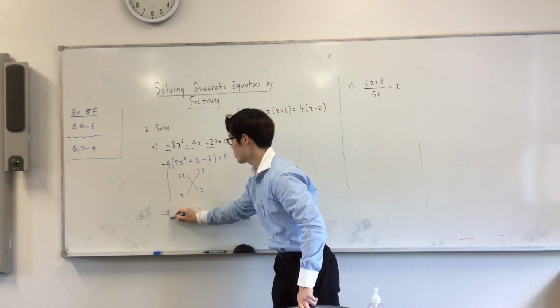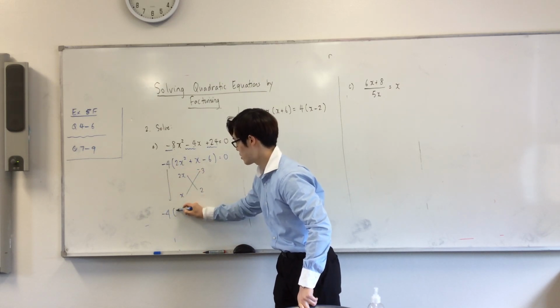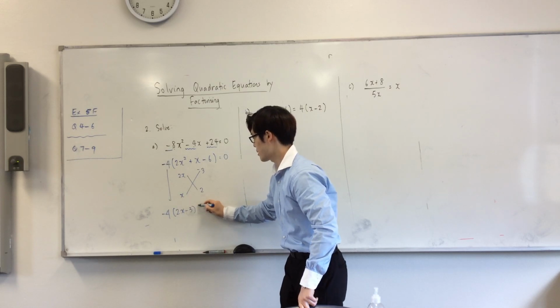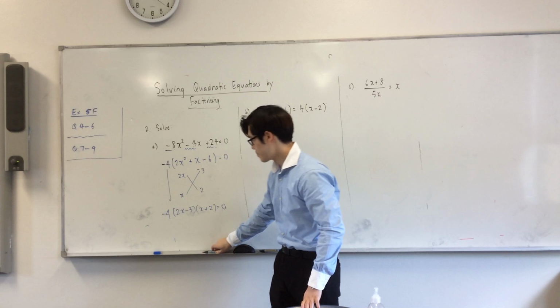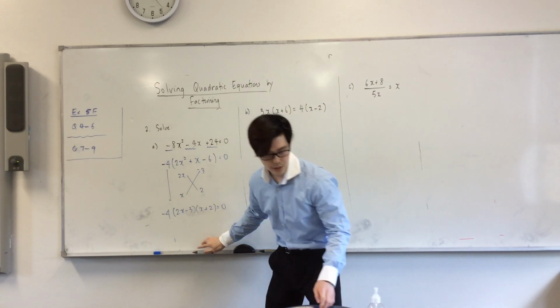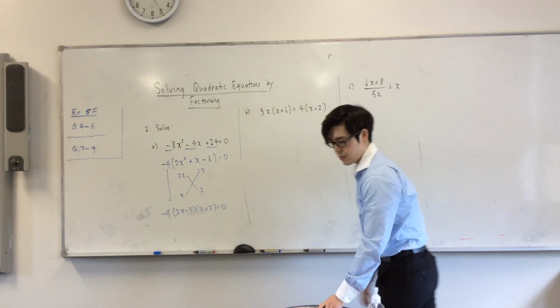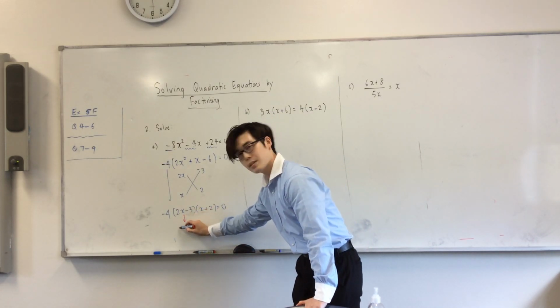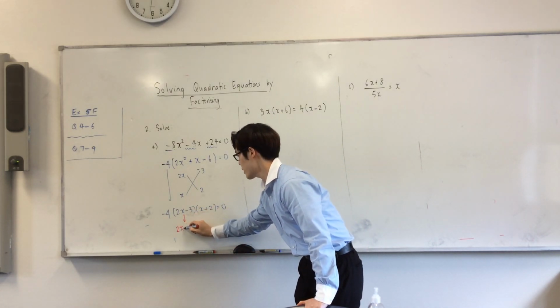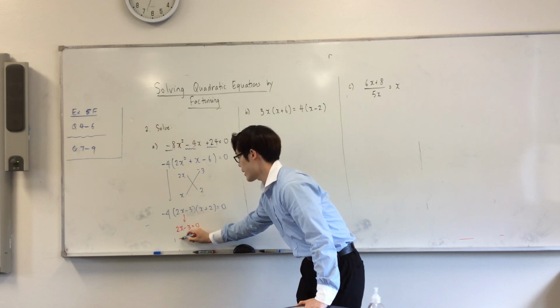So we've got -4, and write these two as a bracket. 2x minus 3, x plus 2 equals 0. And you do the same thing. In this case, we're running out of pen ink. It's my red pen. In this case, 2x minus 3 equals 0. That's what we're solving. So we get x equals 3/2.